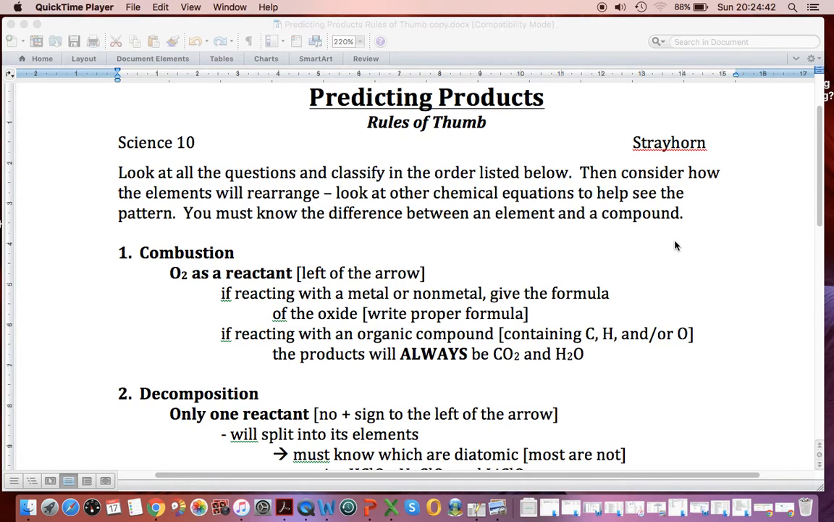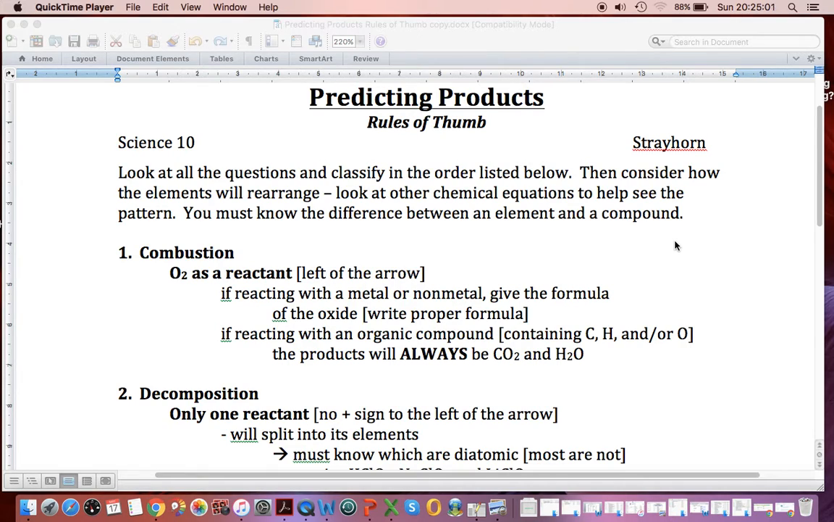Good day. You should have a sheet that says predicting products, rules of thumb, and amazingly looks like this. This is a very important sheet. You're going to use this with your periodic table and your table of complex ions to predict products. Hopefully you've gotten good at balancing equations.